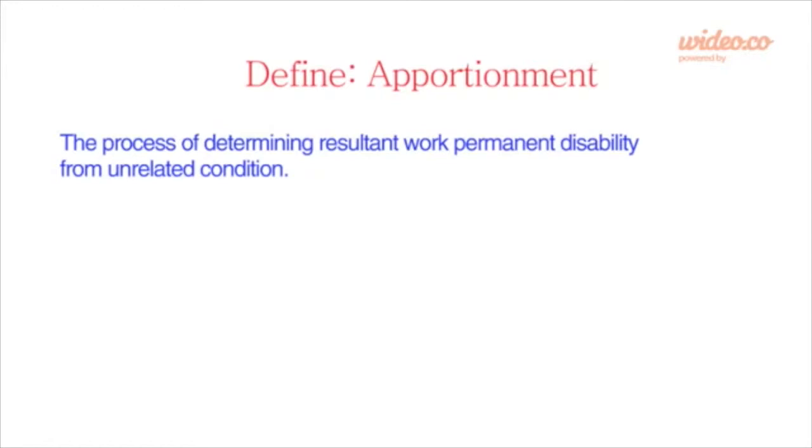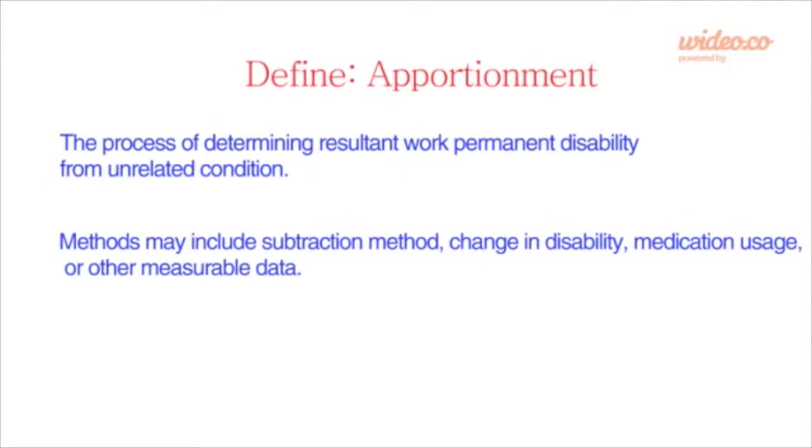But let's think about it like this. I have a pre-existing back injury. I can lift 50 pounds. I'm hurt at work. I receive treatment. I arrive at MMI. I can now lift only 25 pounds. Using the subtraction method, my apportionment is 50% to the pre-existing condition and 50% to the work condition.